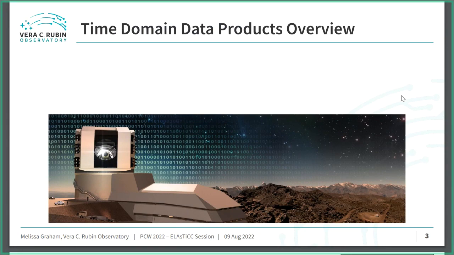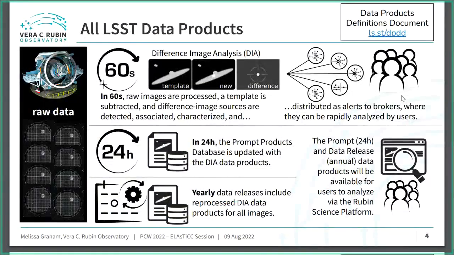But let's take it back a step and talk about all of the LSST data products in general to have some context for the alerts. So as you may have learned yesterday, if you were in the intro to Rubin session, or as many of you already know, as the raw data comes off the telescope, one image every 30 seconds, it gets processed by our prompt processing pipeline, also known as alert production or the AP pipeline.